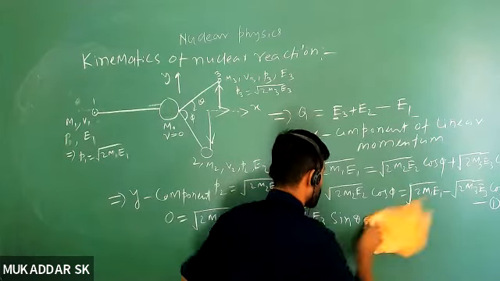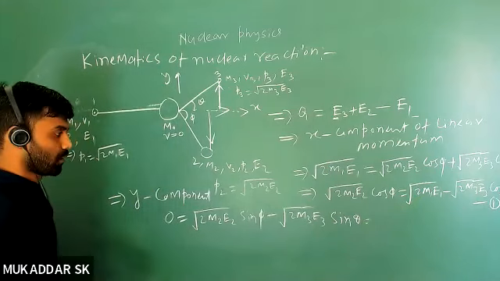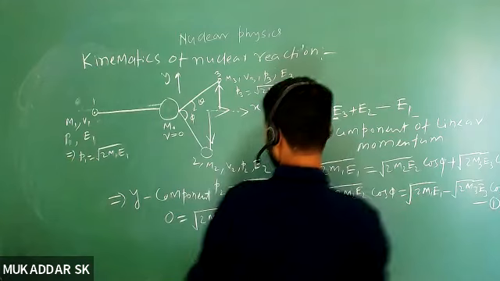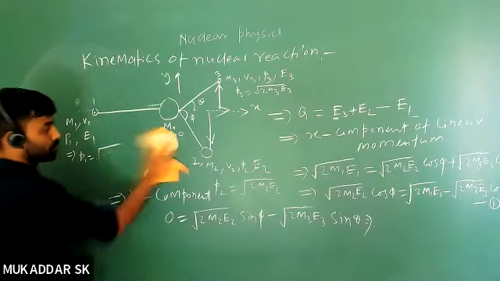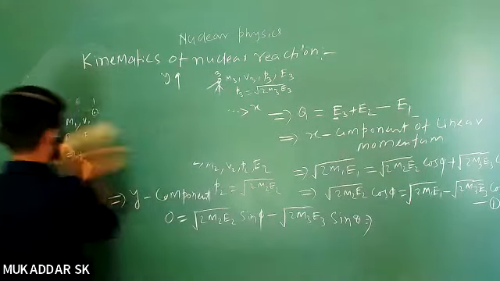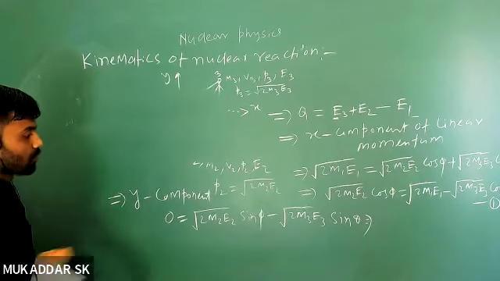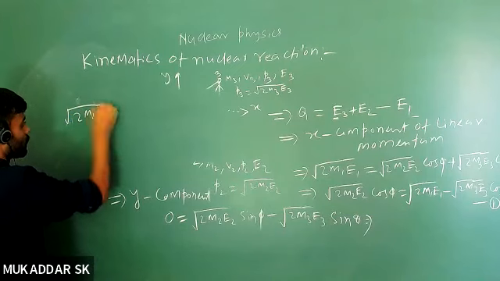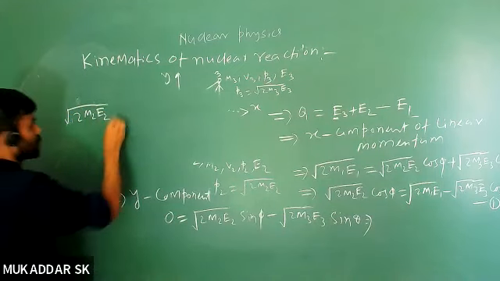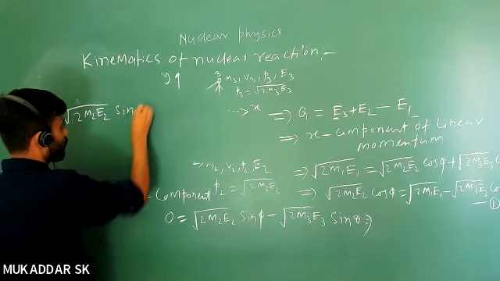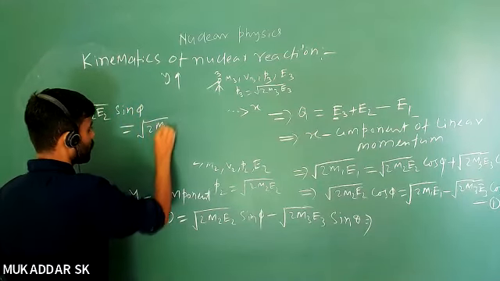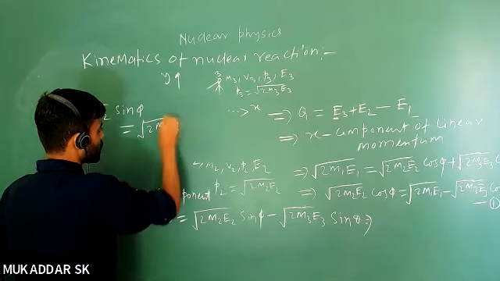Now if you rearrange it, what you can write is root over twice m2 e2 sine phi equals root over twice m3 e3 sine theta.